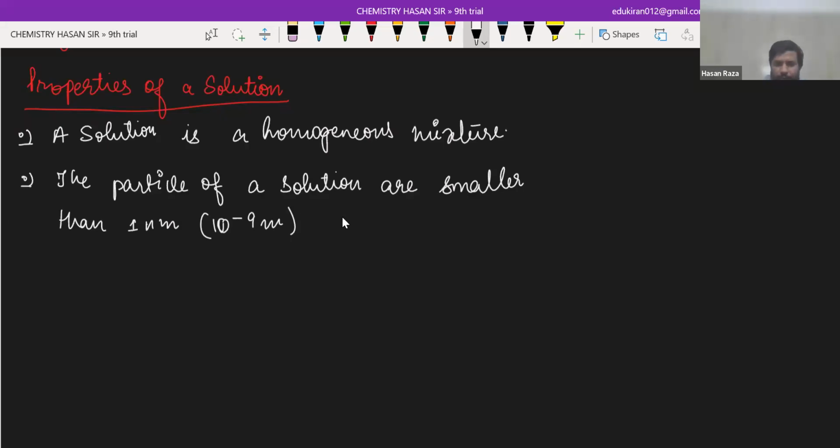Now, see, the particles of a solution are smaller than 1 nanometer. You know what a nanometer is? It is a unit of length, you can say. So it is 10 raised to the power minus 9 meter. Now, what I want to say is that it is 10 raised to the power minus 9 meter in diameter. I think you are aware of diameter, right?